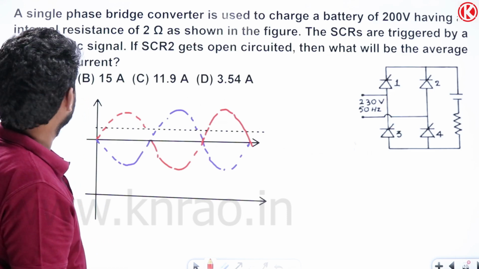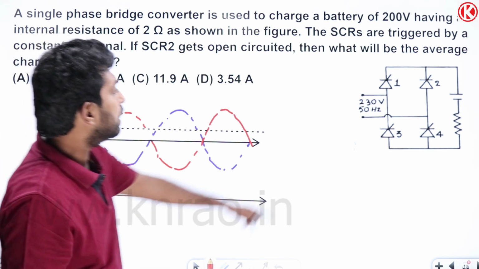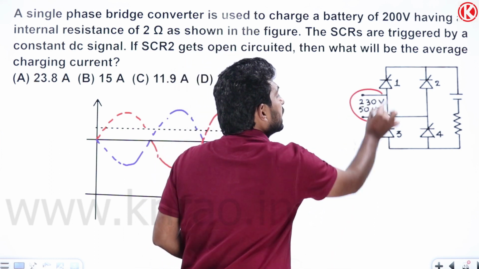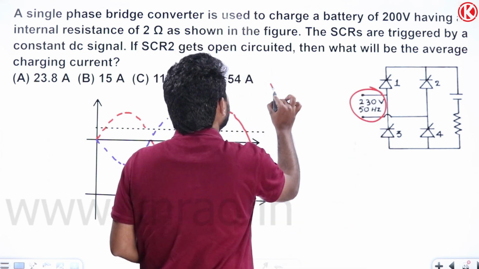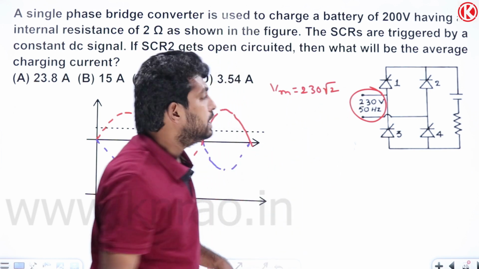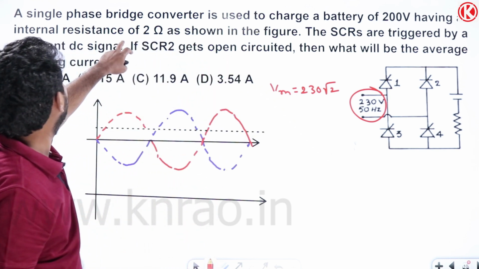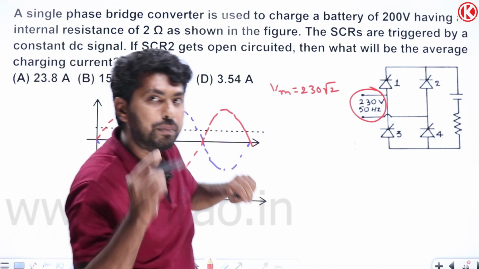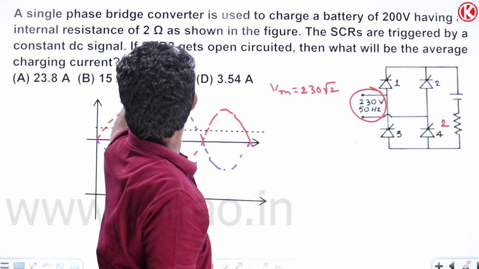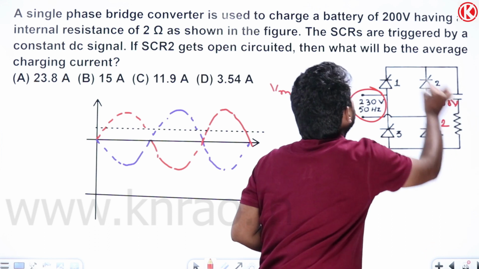If you observe, it is a single phase fully controlled bridge converter, because it has 4 thyristors. The input voltage is given as 230 volts RMS, so Vm equals 230 into root 2. The load is an RE load: the internal resistance of the battery is given as 2 ohms and the battery voltage is given as 200 volts.